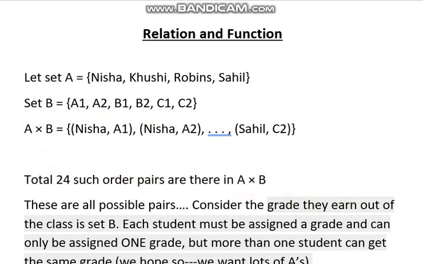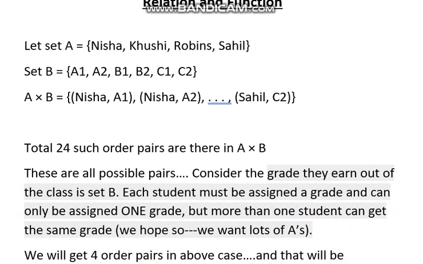Now we will consider one example. Consider the grades they earn out of the class as set B. Here A1, A2, B1, B2, C1, C2 are what? Grades. Now each student must be assigned a grade and can only be assigned one grade, but more than one student can get the same grade. We hope so. We want lots of A's from the math students from the A group.